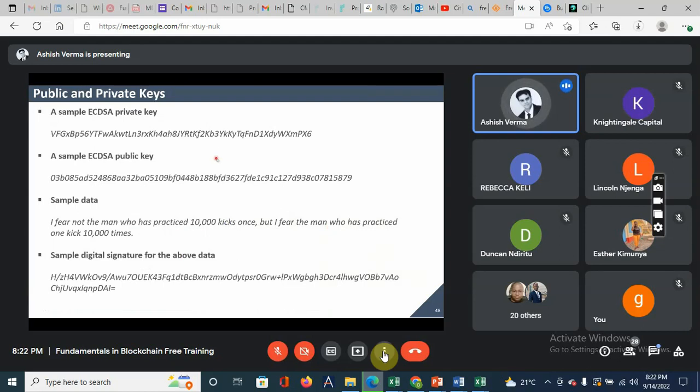This is an example of how public and private keys are linked together. A sample ECDSA private key looks like this. When you create or input seed phrases, this is the output we get in hash form. This is the private key, and this is the public key. This public key is derived from this private key, and has been obtained by the ECC algorithm. Let's say this is the sample data: "I fear not the man who has practiced 10,000 kicks once, but I fear the man who has practiced one kick 10,000 times." If we take this message and put it under a simple digital signature for the above data, this is the kind of signature we'll have.